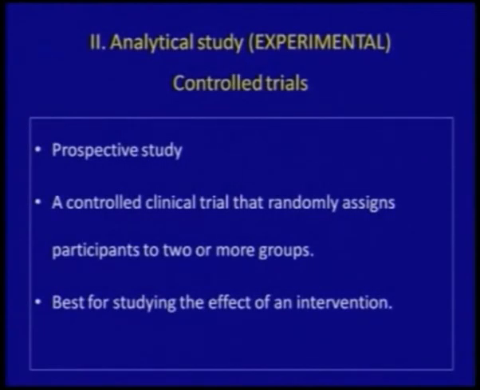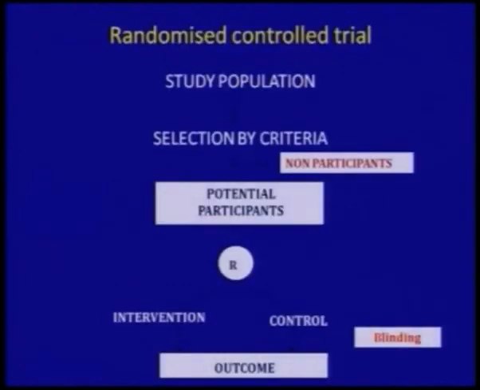So the second group of analytical studies are the experimental studies, where the researcher is going to give some intervention. So again, these are prospective studies. The typical example is a randomized control trial, where one group of patients are randomly assigned an intervention and the other group randomly do not have the intervention. So this is a typical study pattern.